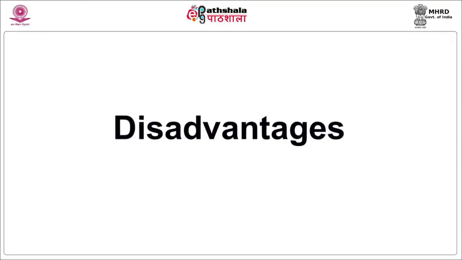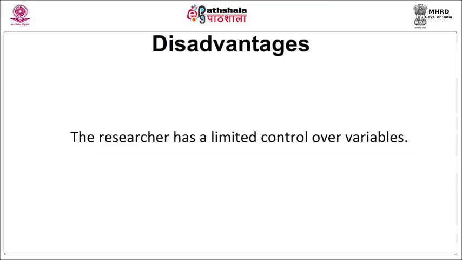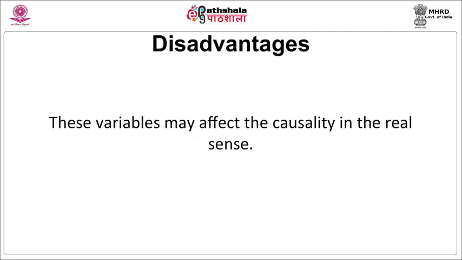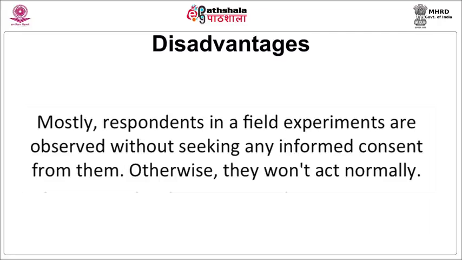Now, disadvantages. In a field experiment, the researcher has limited control over variables. The researcher cannot control extraneous variables in such cases. These variables may affect the causality in the real sense. Mostly, respondents in a field experiment are observed without seeking any informed consent from them. Otherwise, they won't act normally. There are ethical concerns in this experimenting method, as most of the time respondents don't even have an iota of an idea that they are being observed.